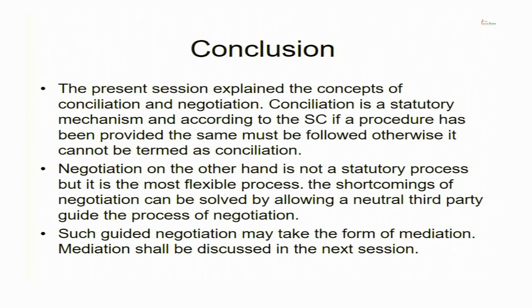So in the present session, we understood the meaning of concepts like conciliation and negotiation. We discussed that conciliation is a statutory mechanism. And according to the Supreme Court, as we discussed in the Haresh Dayaram Thakur case, if you remember, the Supreme Court says if there is a method to do something given in the act, do it according to that method. On the other hand, negotiation is not a statutory process, but it is considered to be the most flexible and informal method of dispute resolution.